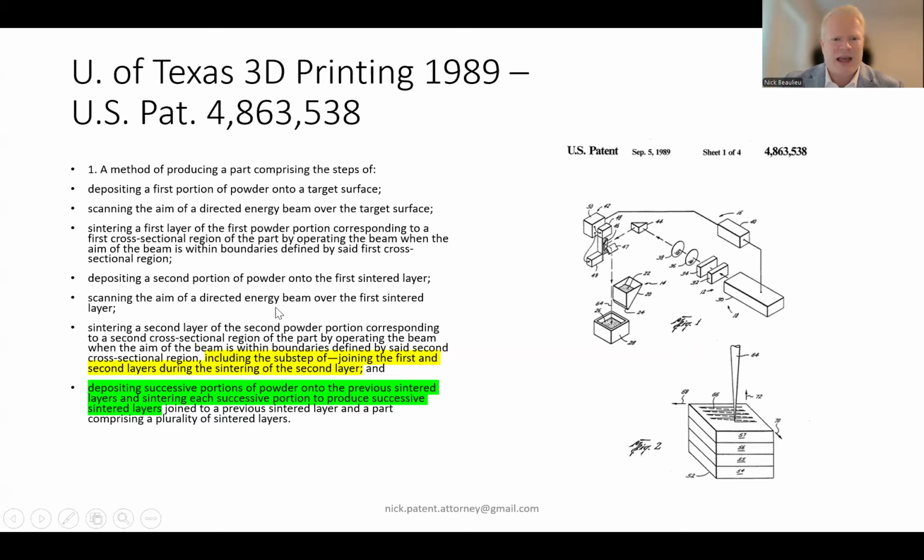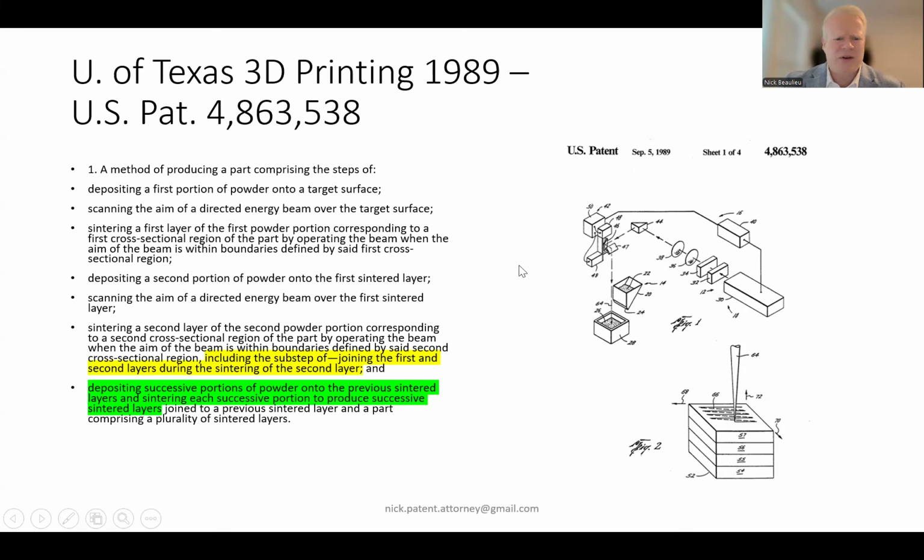scanning the aim of a directed energy beam over the first centered layer, centering a second layer of second powder corresponding to a second cross-sectional region of the part by operating the beam when the aim of the beam is within boundaries defined by said second cross-sectional region, including the sub-step of joining the first and second layers during the centering of the second layer and depositing successive powders onto the previous centered layers and centering each successive portion to produce successive centered layer joined to the previous centered layer in a part comprising a plurality of centered layers. Okay, so that's kind of a mouthful also.